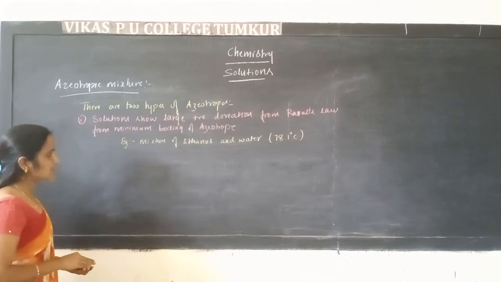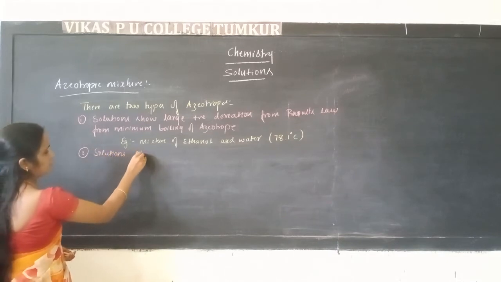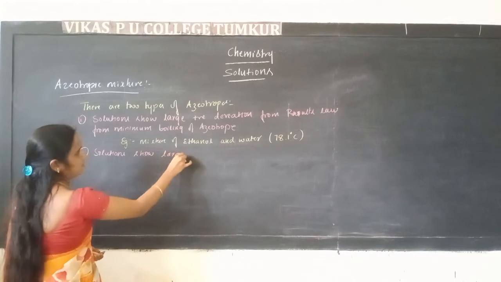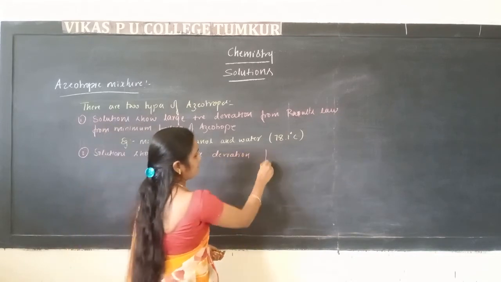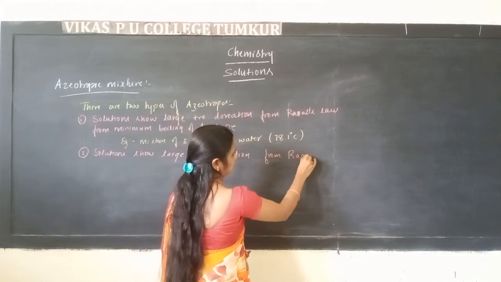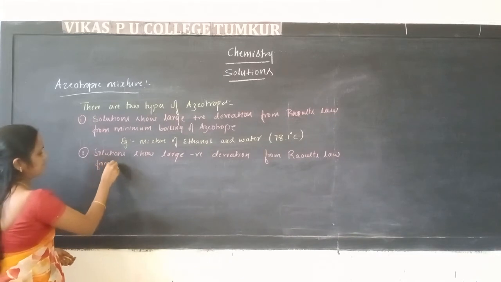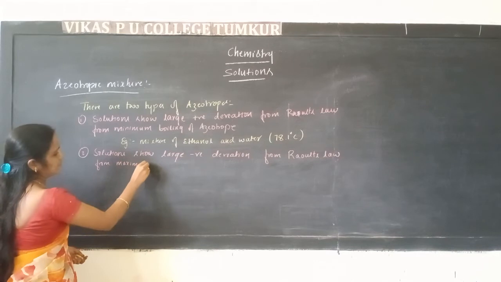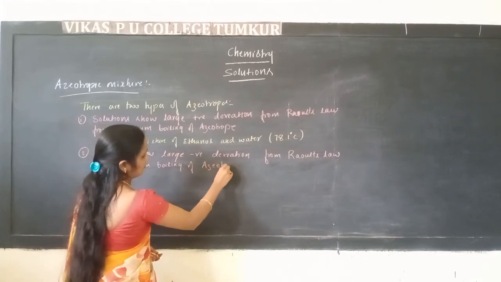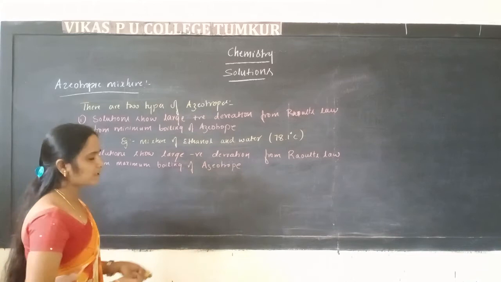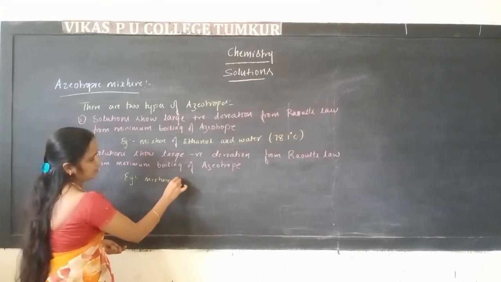Then the second type is solutions that show large negative deviation from Raoult's law, forming a maximum boiling azeotrope. An example for this type of azeotrope is a mixture of nitric acid and water.